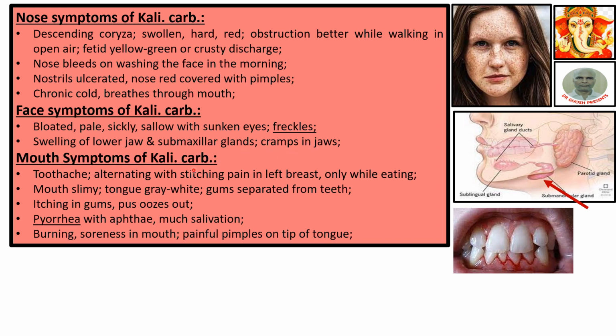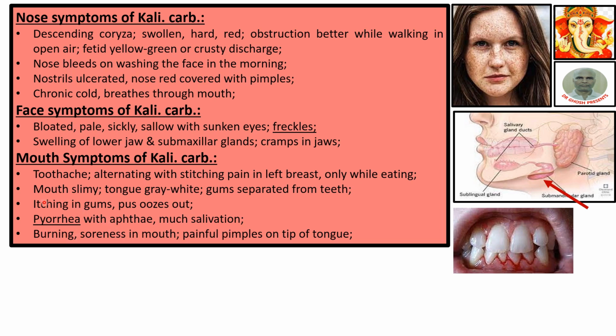Mouth symptoms of Kali Carb: toothache alternating with stitching pain in left breast only while eating. Mouth slimy, tongue grey white, gums separated from teeth. Note this, the gums are just receding from the teeth. Itching in gum, pus oozes out. Pyorrhea with apathy and much salivation.